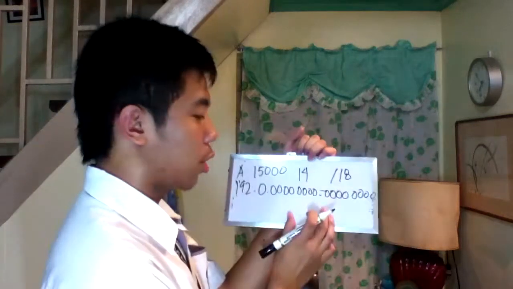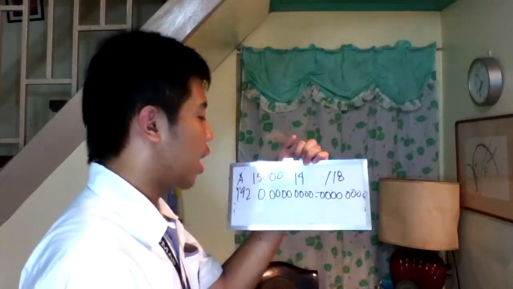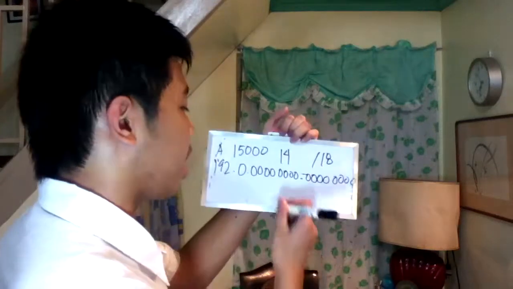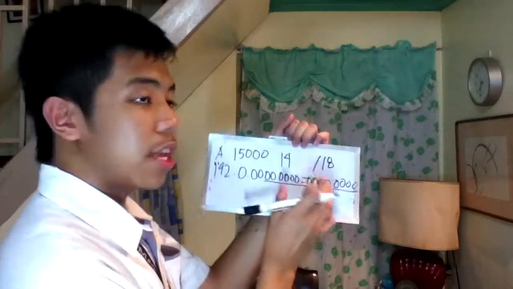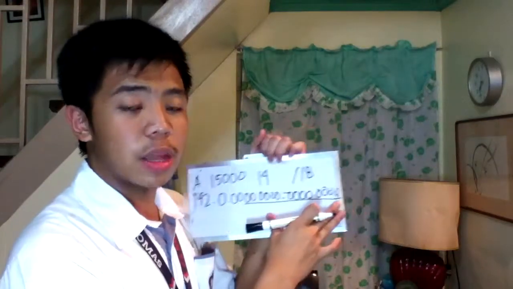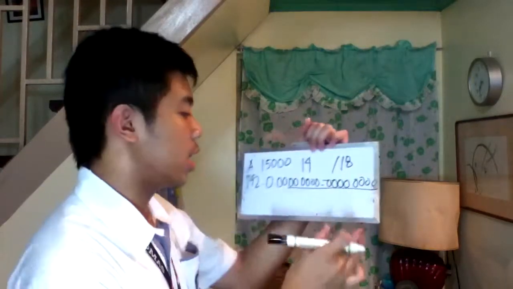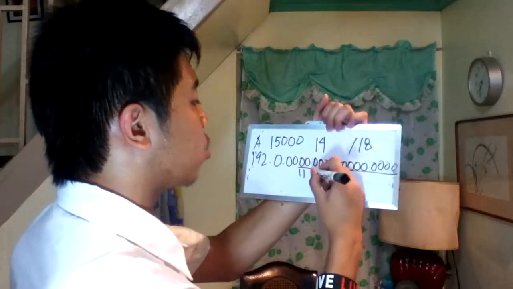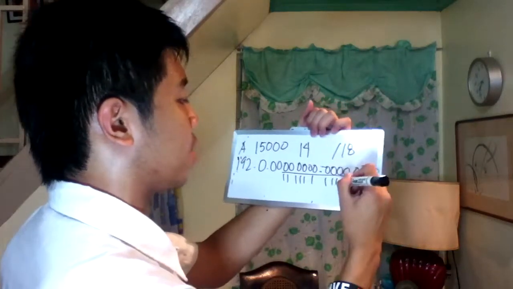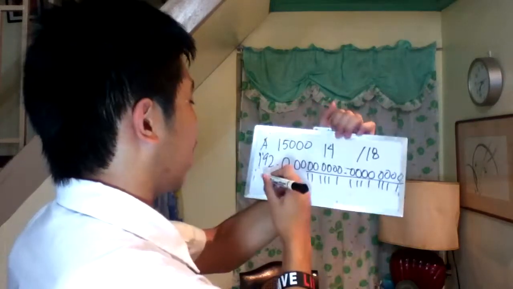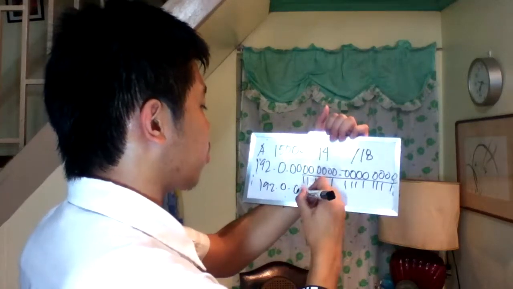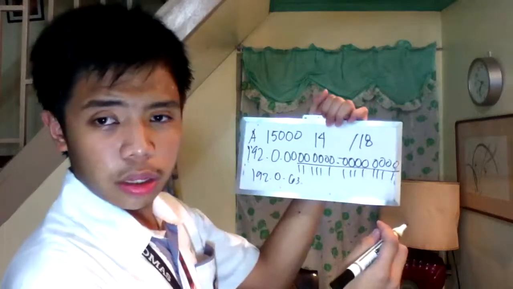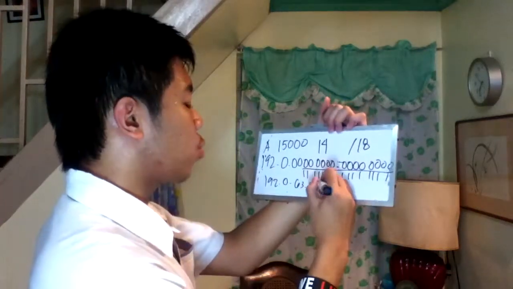So, the network portion, the host portion of subnet A is this one. So, this would give us the broadcast address of subnet A. So, to do that, we just need to make all of these bits equal to 1. And that would give us 192.0.63.255.